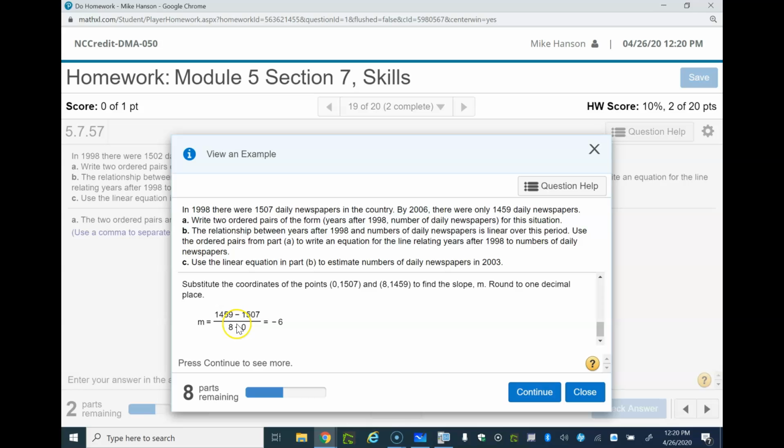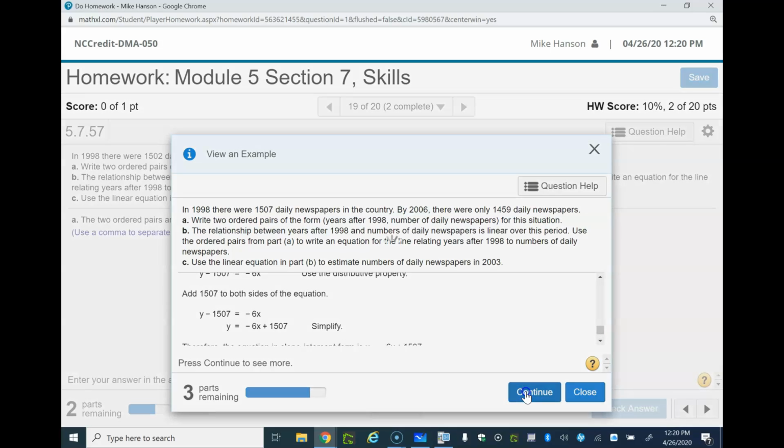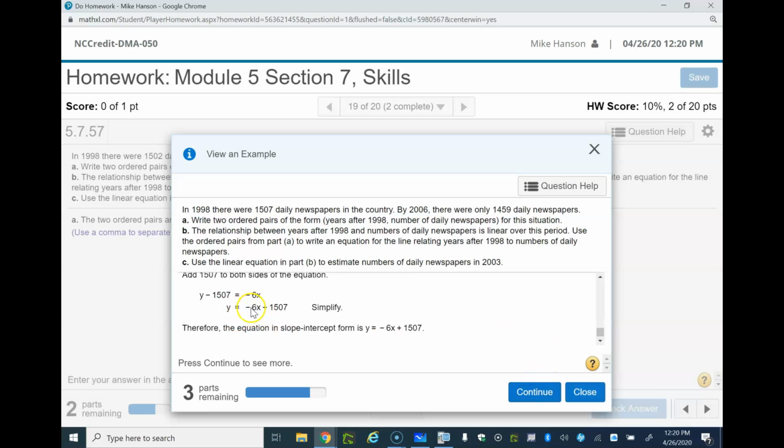And then once we figure out the slope, we take one of these ordered pairs. I would suggest you use the first one because it has a 0. It makes things a lot easier when you plug it back into the problem. And this is actually considered to be the y-intercept. So with the y-intercept, we know that whatever is the y is actually going to go into our equation as b. So here we have our slope, which is -6, and 1507, which is our y-intercept. And this is going to be the slope-intercept equation form. So now we have our equation.